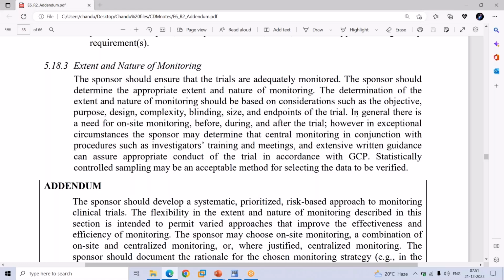So in general, there is a need for on-site monitoring before, during, and after the trial. And the sponsor may determine that central monitoring, in conjunction with procedures like investigator training, meetings, and extensive written guidance, can assure appropriate conduct of the trial in compliance with GCP. So on-site monitoring is anyway required before, during, and after the clinical trial, and central monitoring is required in conjunction with all these procedures, investigator training, meetings, and all.